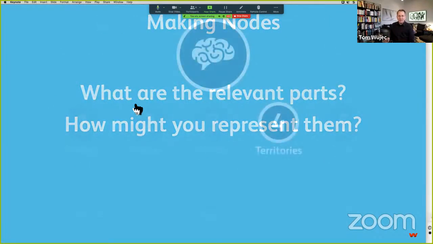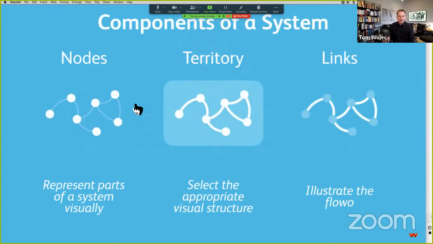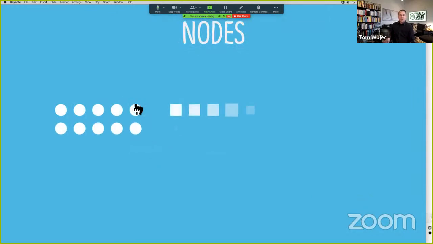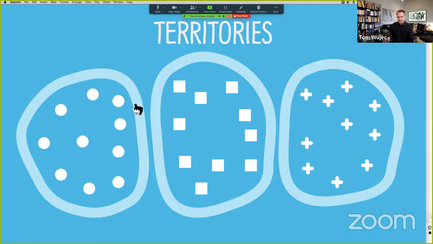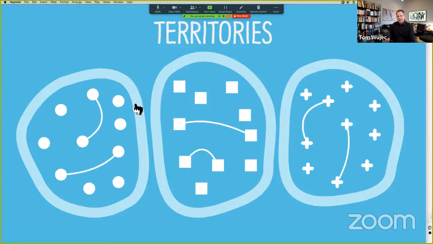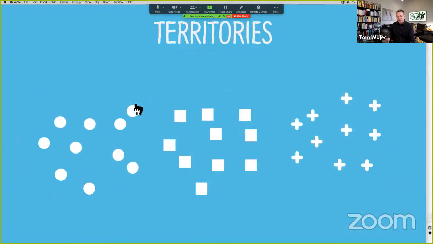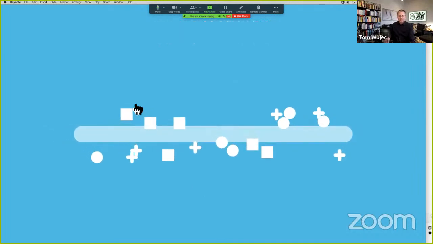And so making notes is really about figuring out the key parts of the system. I think we're gonna get about as far as giving you an overview of territories, and then I'm gonna leave you with some science examples of nodes and links and territories. And then we'll continue next week with associating data and different types of causation to the different parts of these visual models, and how various practical applications of how you'd use them.